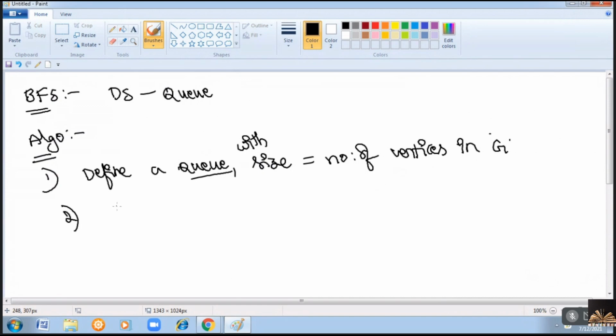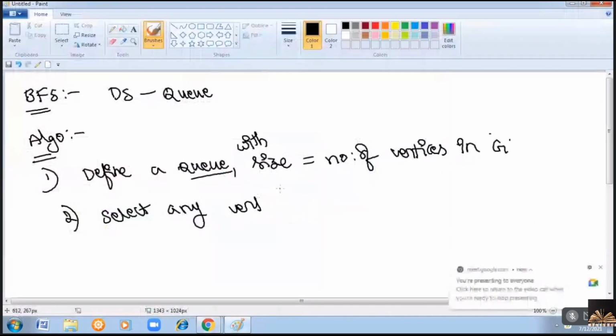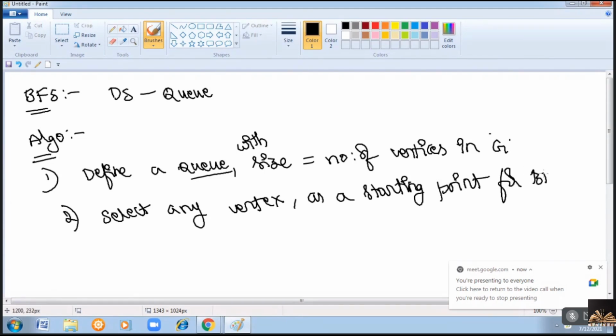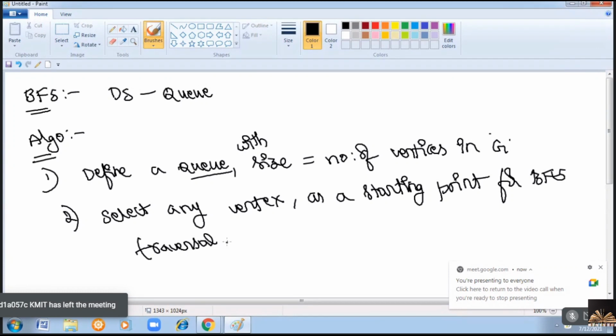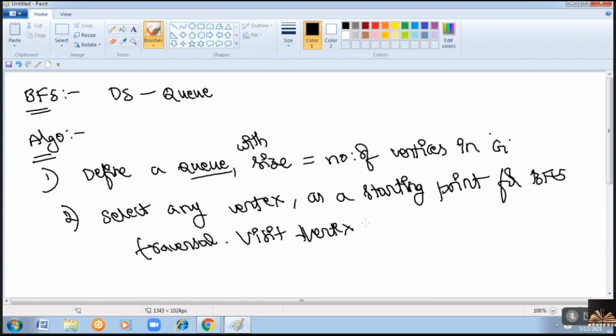Second step is now you select any vertex of your choice in the graph as a starting point for BFS traversal. You can consider any vertex for traversing the graph and that means you visit that vertex. You are selecting a vertex means you visit the vertex and insert it into the Q.